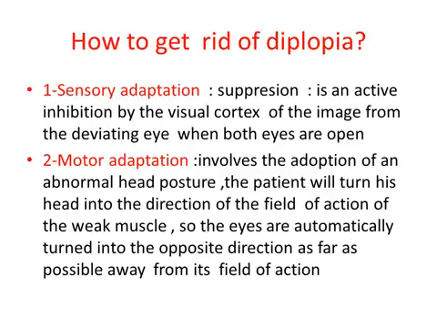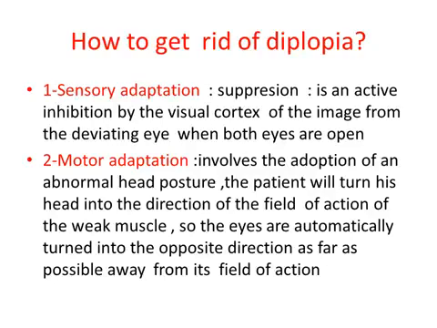It is an active inhibition at the visual cortex for the image coming from the deviating eye when both eyes are open. So in order to get rid of diplopia, the child with squint will suppress the image coming from the deviated eye and will see only the image coming from the orthotropic or straight eye. What is motor adaptation? أو التكيف الحركي.